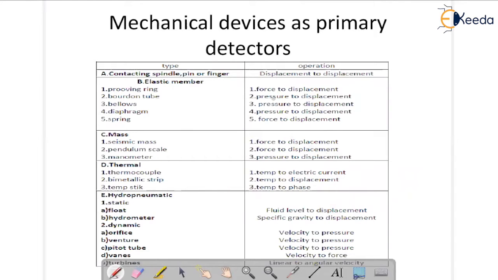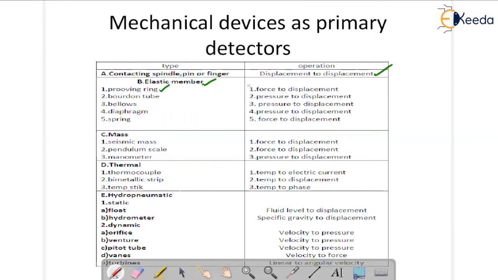Now let's look at some types of mechanical devices as primary detectors and their operation. The different types are contacting spindle, pin or finger; second, elastic member; third, masses; fourth, thermal; fifth, hydropneumatic. Now let's see one by one. The contacting spindle, pin or finger type has the operation displacement to displacement. Now when you look at the elastic member, there are five types in this.